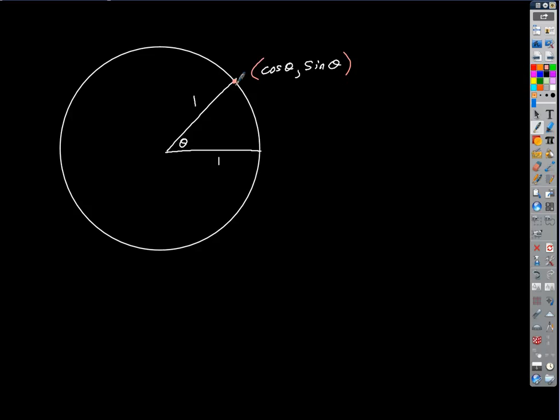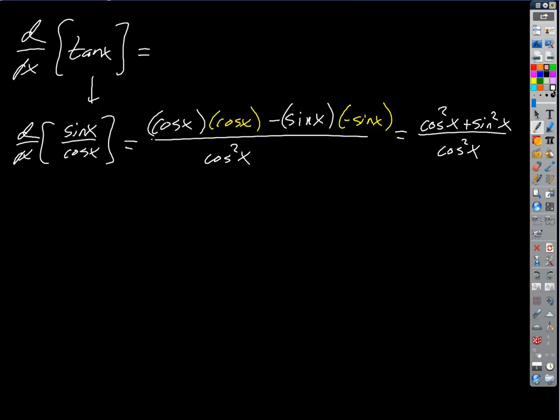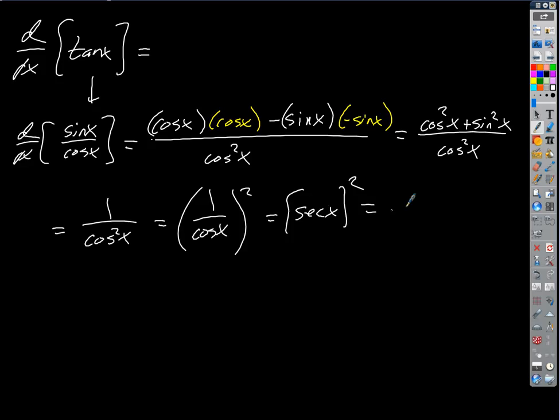Okay, so then if I draw a right triangle, what's the length of this side of the right triangle? Isn't that the same as the x-coordinate? So that's just cosine theta. Isn't that the same as the y-coordinate? So what's that tell you if that's a right triangle? Cosine squared plus sine squared equals 1. So we could rewrite this as 1 over cosine squared x, which is the same thing as 1 over cosine x squared. Well, what is 1 over cosine x? Secant. So that looks like secant x squared, which we would just write as secant squared x.